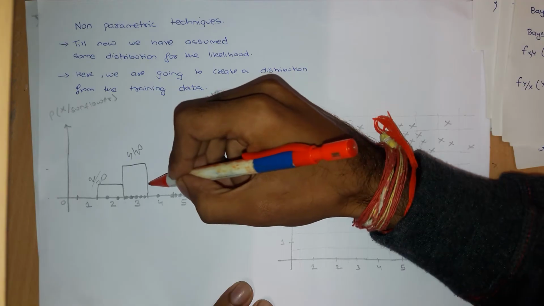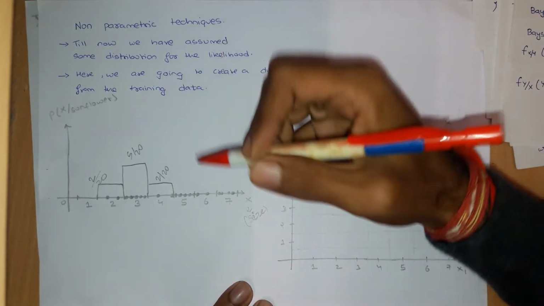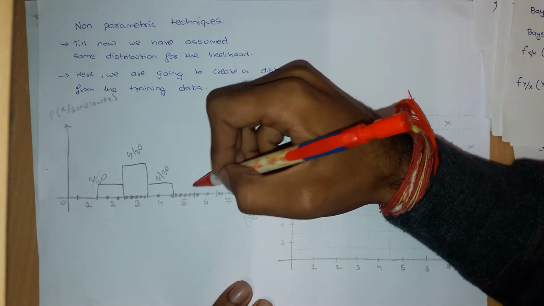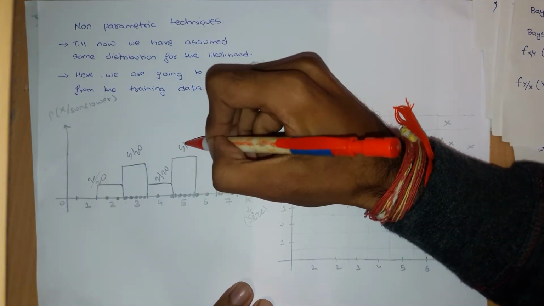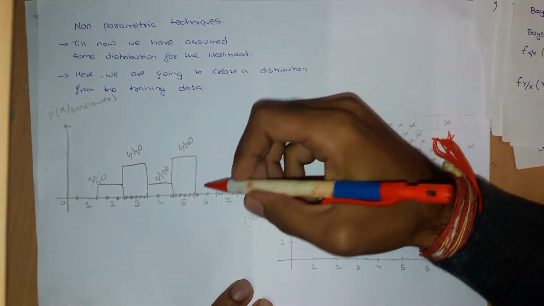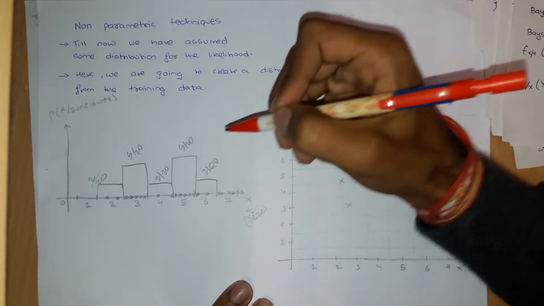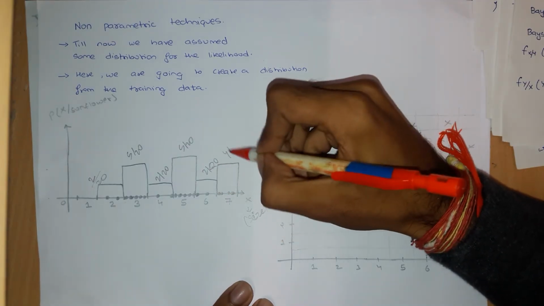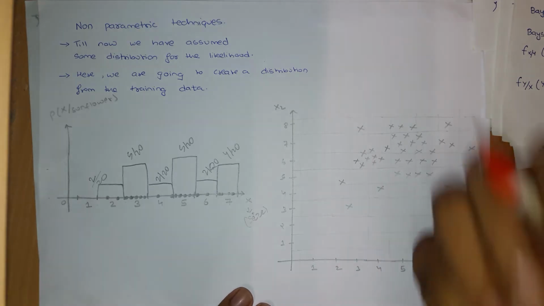There are 2 samples over here again. So the probability is again 2 by 20. Now here 1 2 3 4 5, there are 5 samples. So again the probability is 5 by 20. So like this. Here again there are 2 samples, and here there are 4 samples. So this is the starting approach of a non-parametric technique.